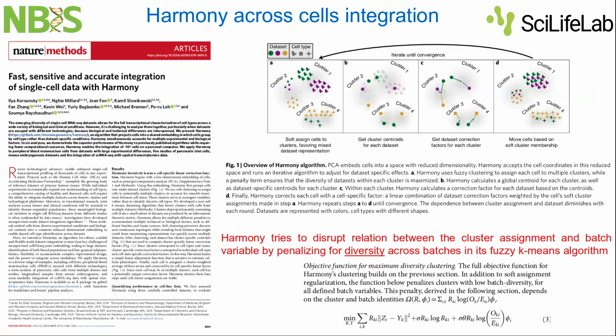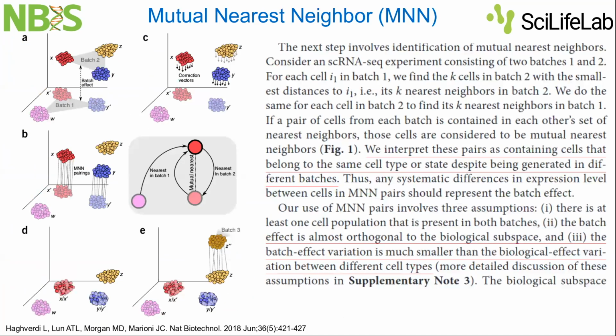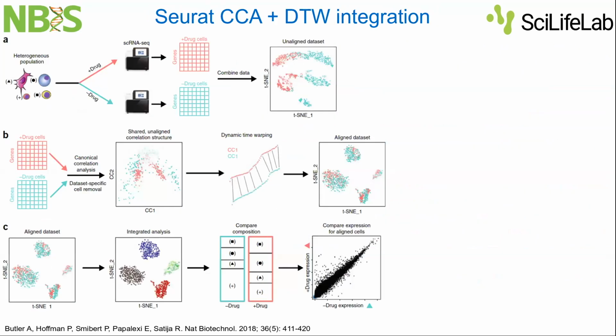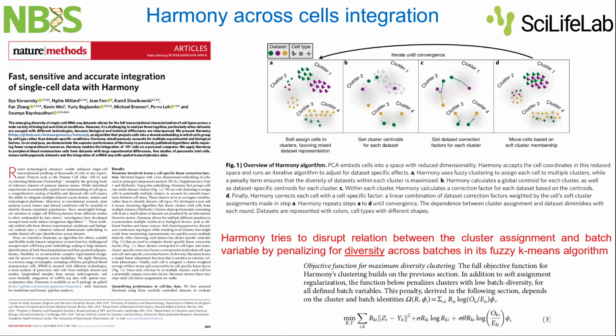Then a few years later, there were two major releases. Two methods came, more advanced methods, and slightly different from CCA, because basically CCA and MNN, I would say those methods you can find in data science and in different applications. They were not really single cell specific methods, and they used known ideas. Harmony was a little bit different.